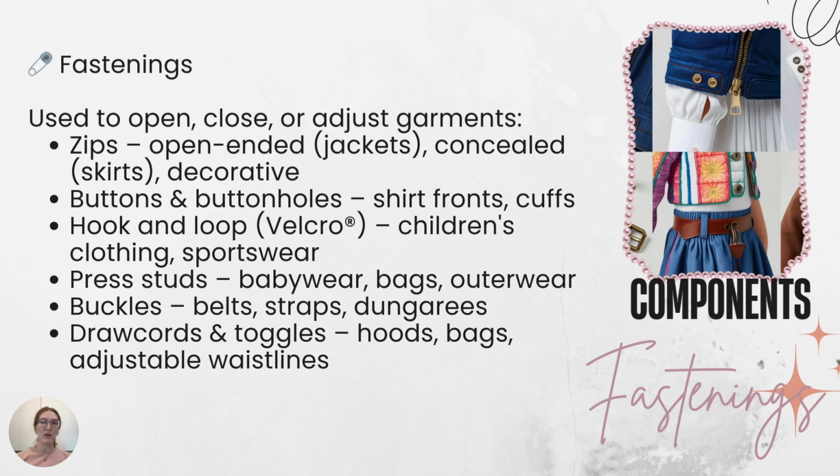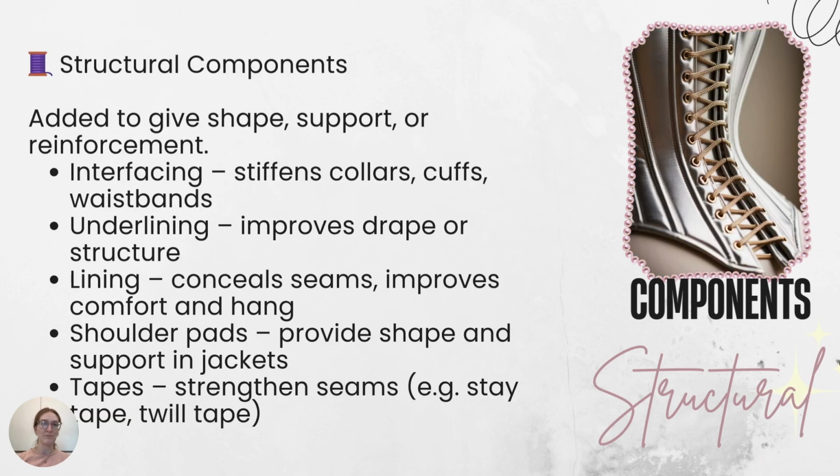So I'm not going to read through all of these, but the first one, fastenings, things that you would use to close or open or adjust a garment. So the example I was talking about was the zip trousers, like cargo pants, where you could change them from trousers to shorts by zipping them. So zips, buttons, buttonholes, Velcro, buckles, those kinds of things.